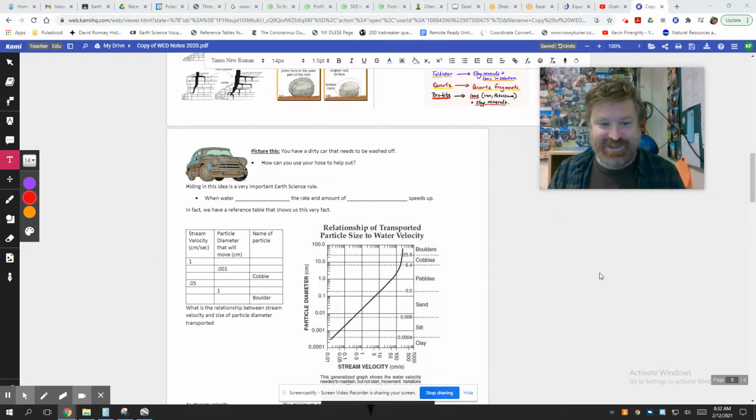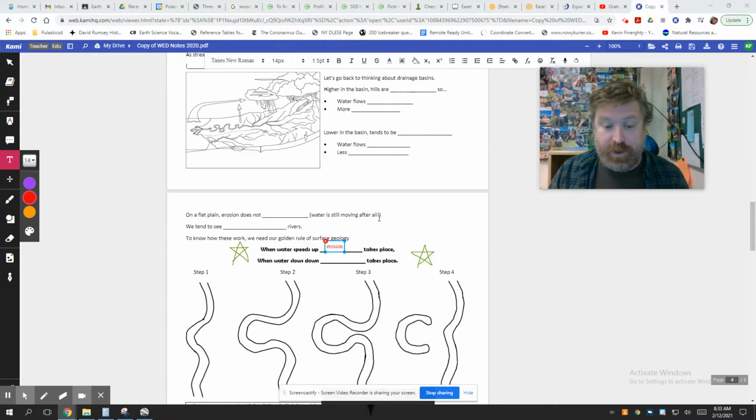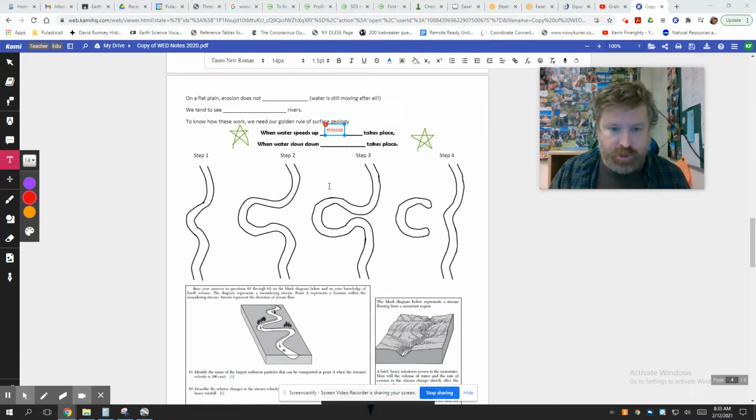We're not going to do one this year. You can say, I already did that lab. I've taken a hose and tried to get mud off of something, and I've had to make the water go faster to make that really work. That's erosion. You're doing it. This graph right here is going to show us that relationship, that the faster water goes, the bigger the particles it can move.